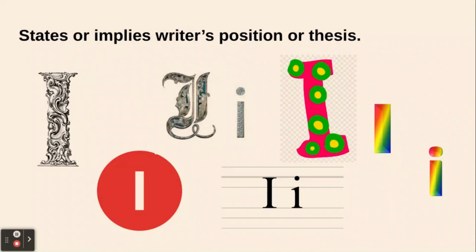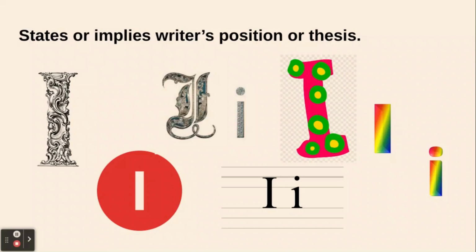So, states or implies the writer's position or thesis. I feel like as we go through education and the higher we get up, the more we're told to avoid using I statements. For this particular writing assignment, this essay for this particular test, your first sentence should be a strong I statement. What do I mean by that? I mean that I agree with the statement blah, blah, blah, or I disagree with the statement blah, blah, blah.